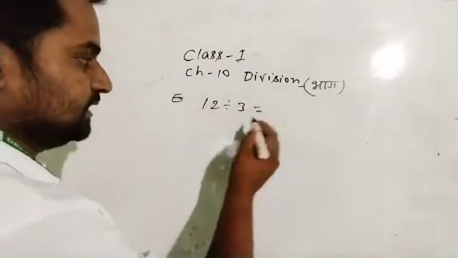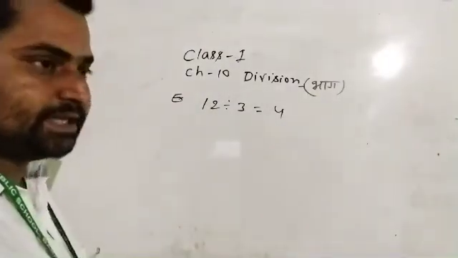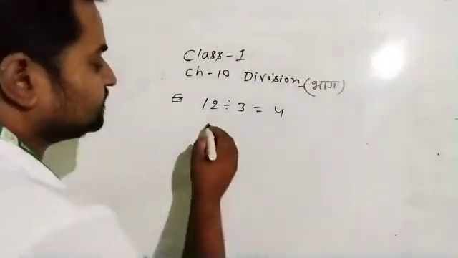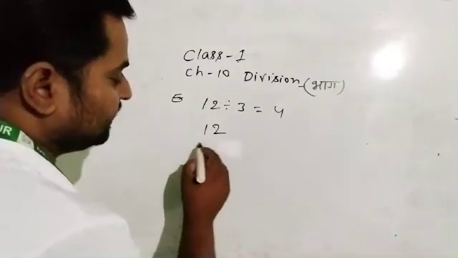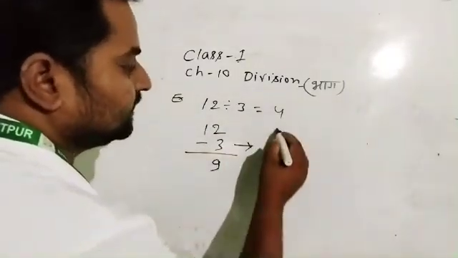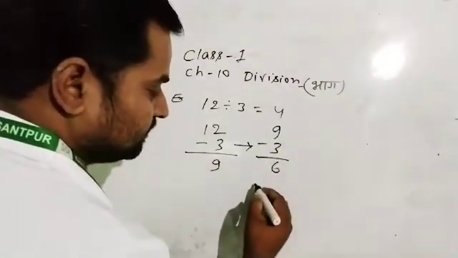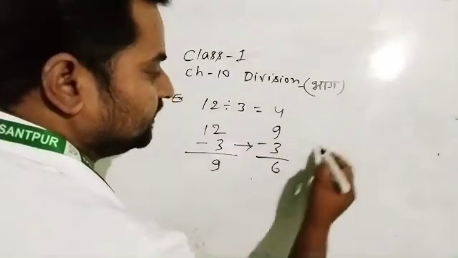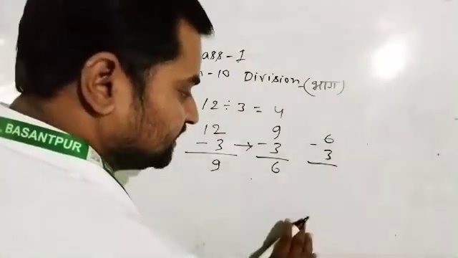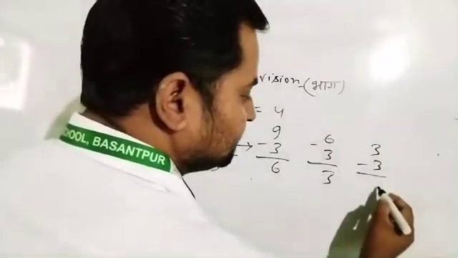Okay students, your answer is 4, but you explain it by repeated subtraction. First you write 12, minus 3, your answer is 9. After that 9 minus 3, your answer is 6. And after that 6 minus 3, your answer is 3, and 3 minus 3, your answer is 0.